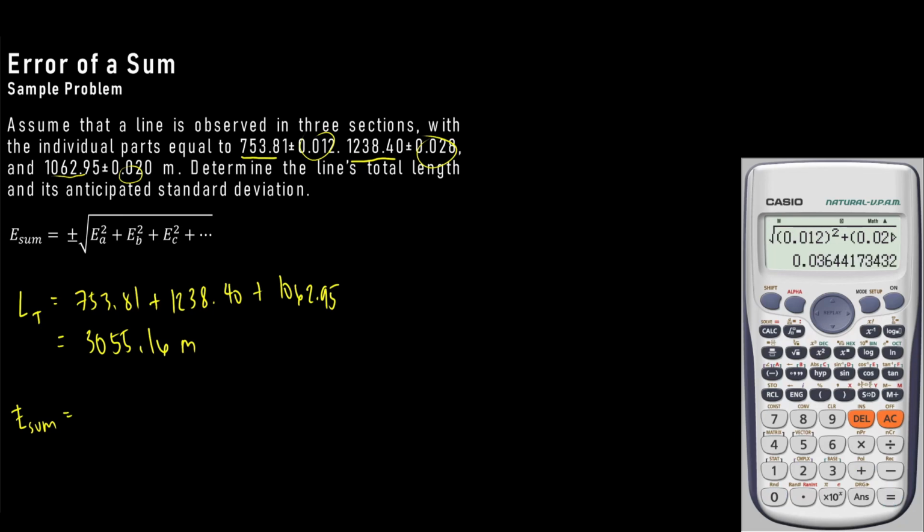So, 0.004 or 0.36, kasi significant figures natin o yung pinaka-blind decimal place, no? So yung sagot natin, 3,055.16 plus minus 0.036 meters. Okay. So next problem ulit tayo.